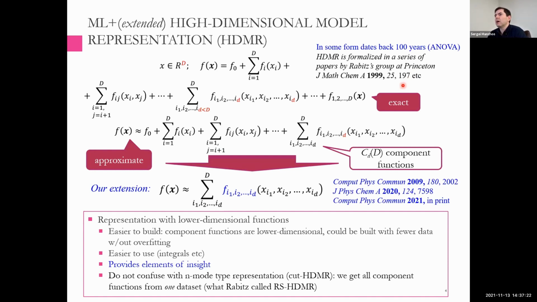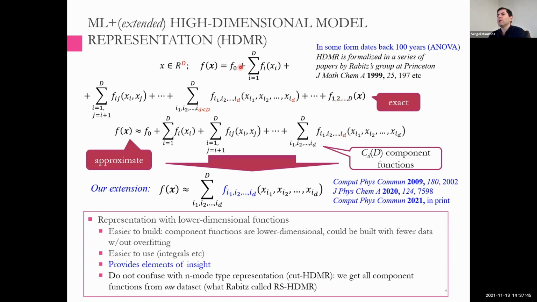Specifically, the flavor of HDMR that we are using, which is the so-called RS, random sampling HDMR, which allows constructing all of these coupling terms from one and the same arbitrarily distributed set of data, goes back about 100 years to some of the analysis of variance technique. So this is really not new.